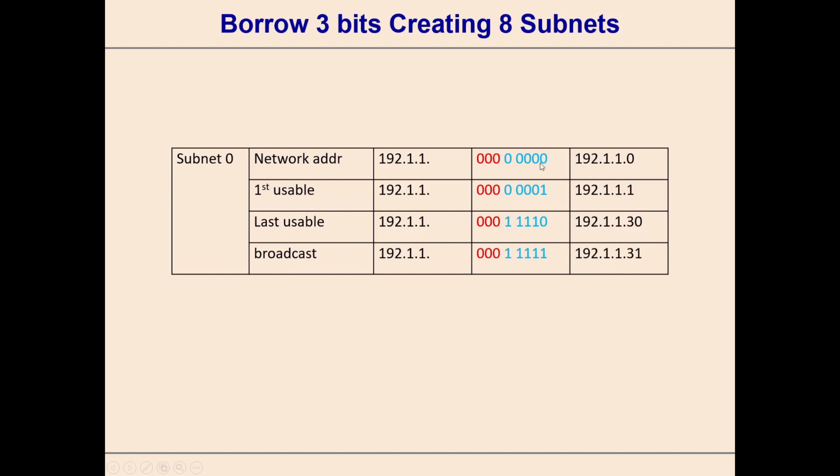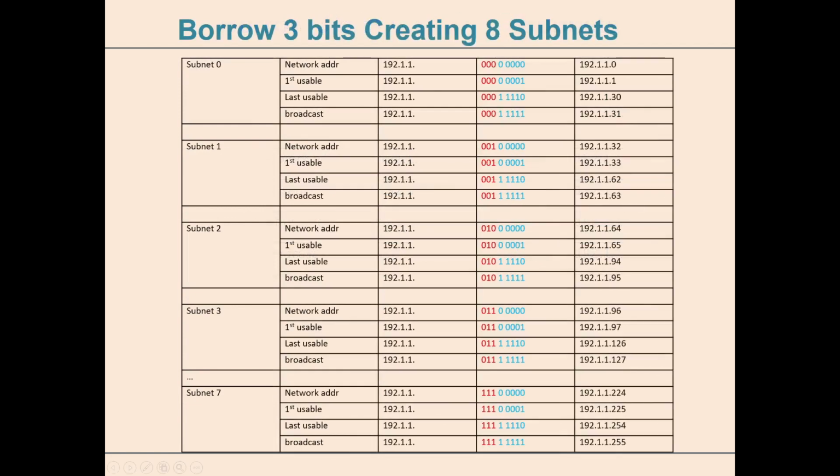The first IP address is always the network address. All the IPs between the network and the broadcast are usable IPs. Here 1.1 all the way up to 1.30 are usable IP addresses for subnet 0. Then we increase the 3 borrowed bits one at a time. That creates the following subnets.